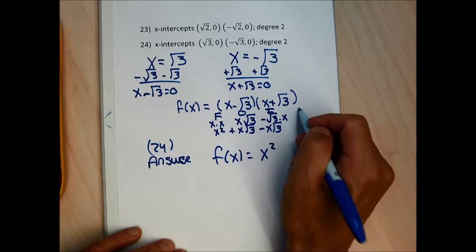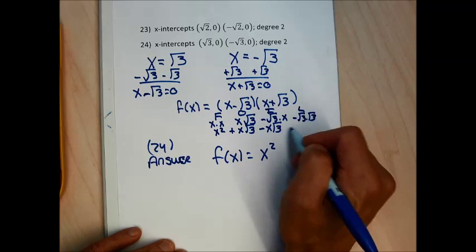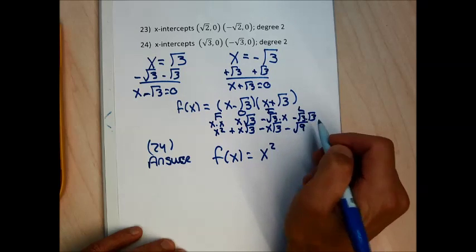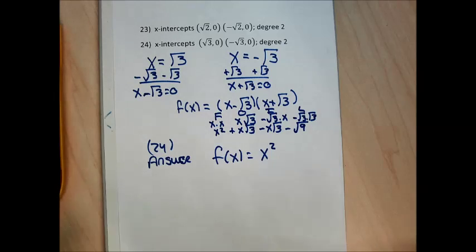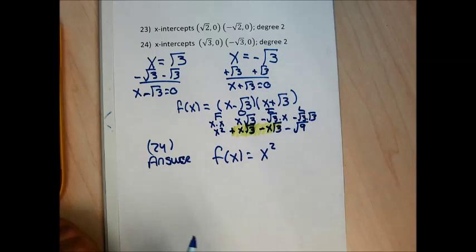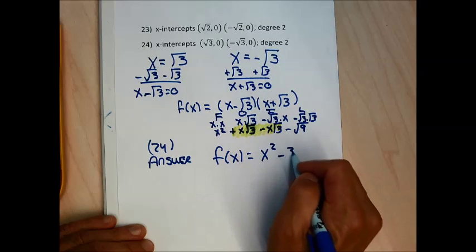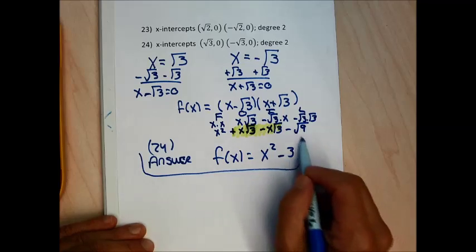The lasts are going to be negative square root of 3 times positive square root of 3. That's going to be negative square root of 9. When I go to simplify this, the outers and the inners cancel. The x squared comes down, and the square root of 9 turns into a 3. So my answer is going to be x squared minus 3.